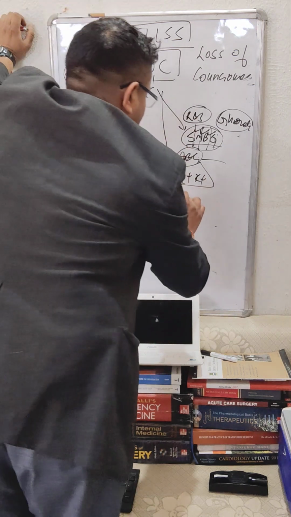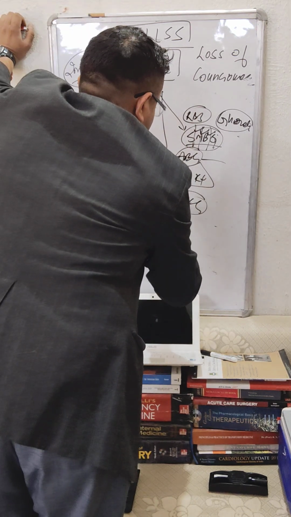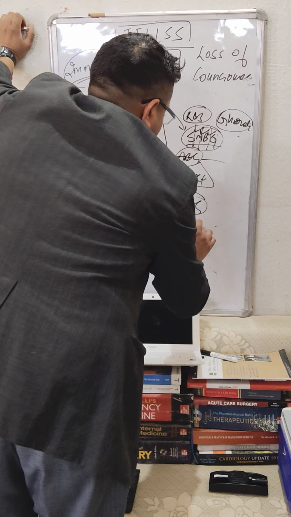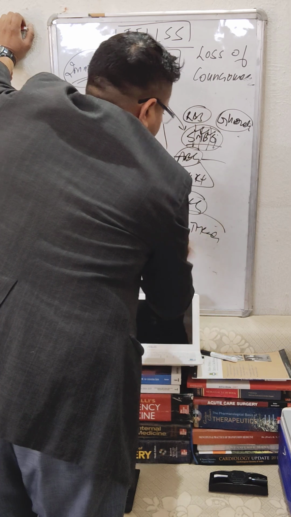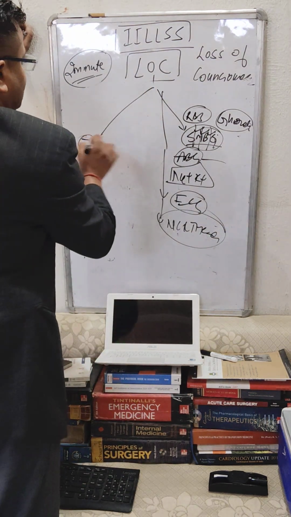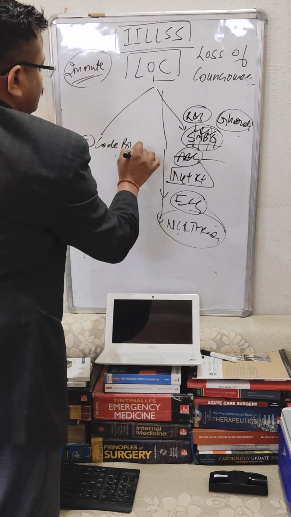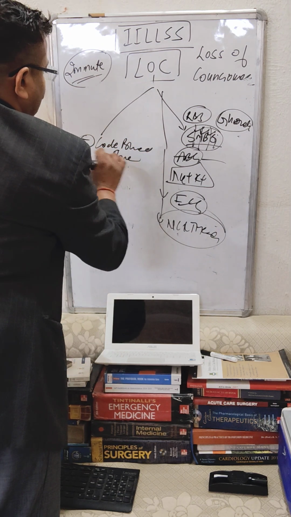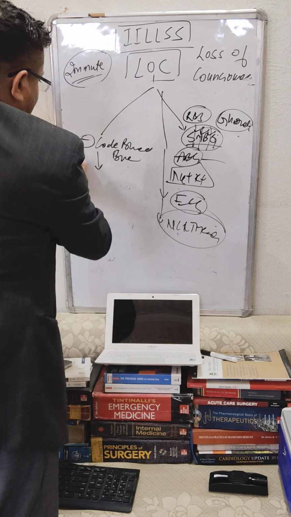Then most important you can get done is ECG, a basic investigation. Then you can go up to NCCT head. These are the most important things. Okay. If the pulse is absent, it is a code blue scenario, cardiac arrest.